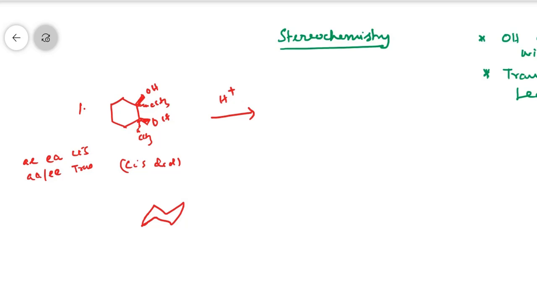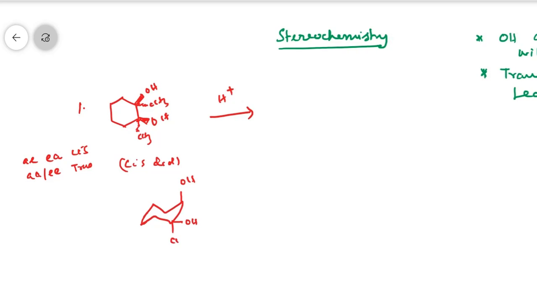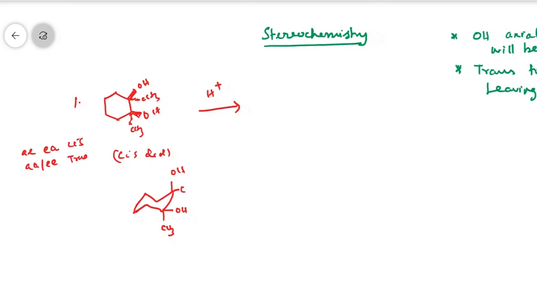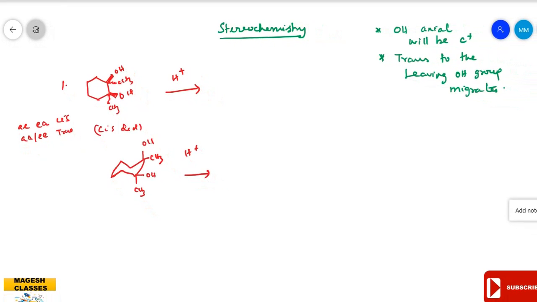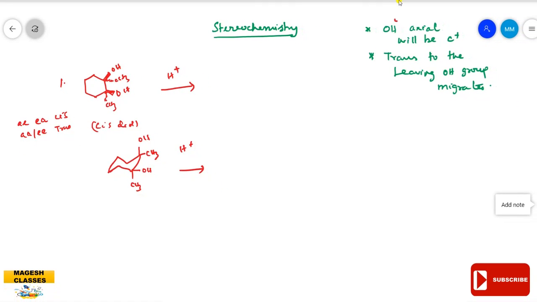It is a cis. So one is in the axial form and another one is in the equatorial, and this is the 2-methyl group. Okay, when it is treated with H plus, what happens? The axial OH is easily protonated and it will become a carbocation. So it is a methyl group and it is an OH group. Here the CH3 remains, and the OH leaves as the carbocation forms.